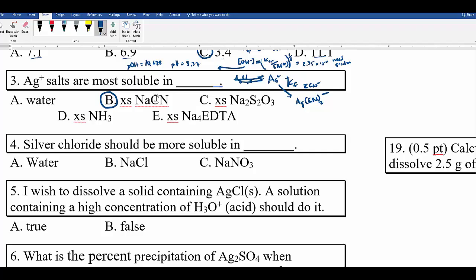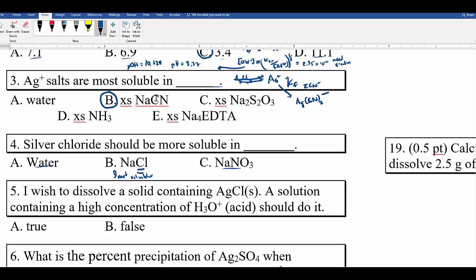Silver chloride should be more soluble in water, sodium chloride, sodium nitrate. Actually, this one I didn't talk about because I was going to talk about it in lab. But this one is called the uncommon ion effect. And this is the common ion effect. And so it's going to be the least soluble in this one. And so it boils down to, is it more soluble in water or sodium nitrate?